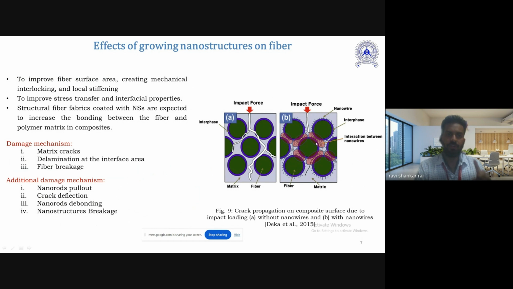And also, if we go with the damage mechanism, in a plain CFRP composite there will be matrix cracking, delamination, and fiber breakage. But in a nanostructured CFRP composite, there are nanorod pullouts, crack deflection, nanorod debonding, and nanostructure breakage. So overall, the strength of that particular nanostructured composite will be improved.